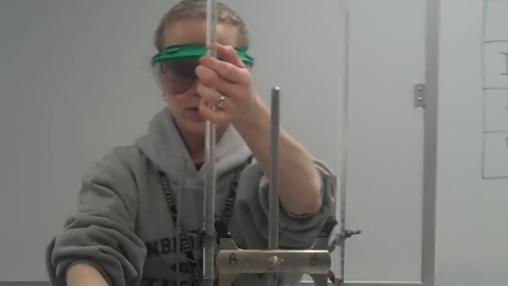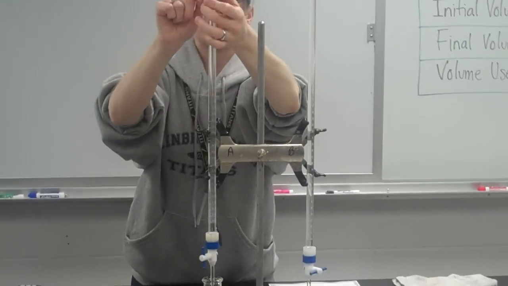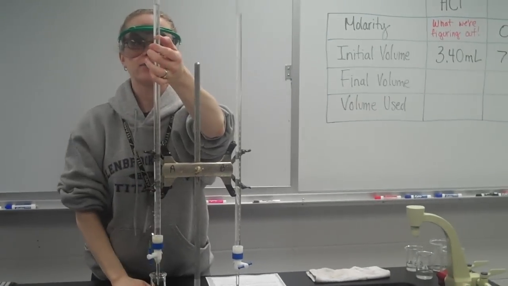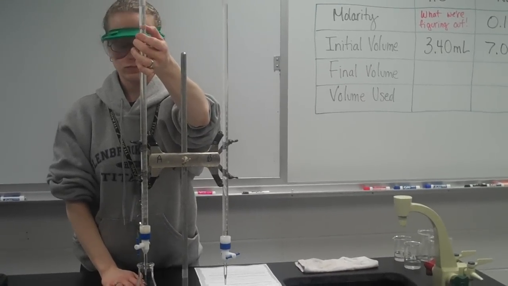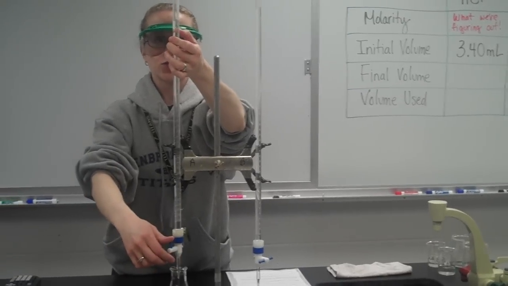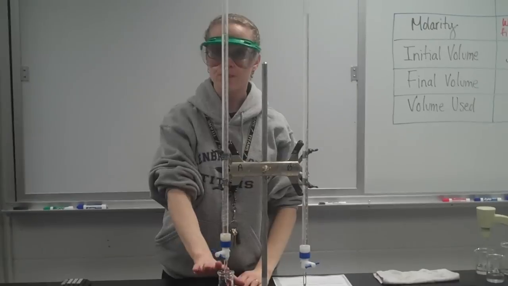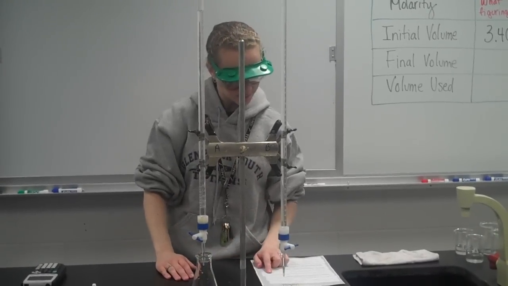And then I'll open the valve, and I'll wait for the level of acid to drop down to the 13.4 spot, about. If I mark it with my thumb beforehand, I just wait for the meniscus to get right to my thumb, and then I'm good. So I've put about 10 milliliters of acid into my Erlenmeyer flask.